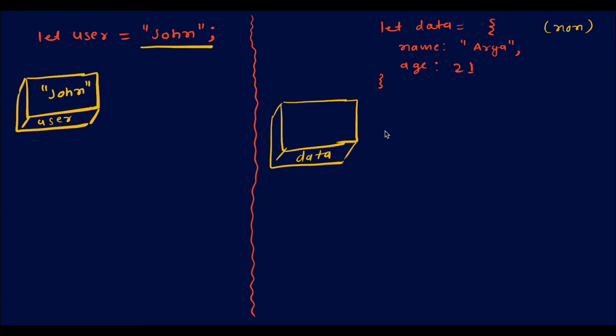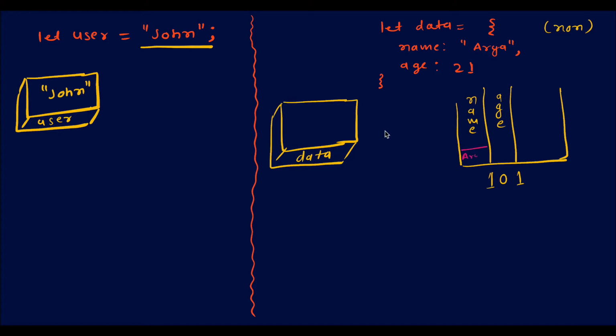Whenever a non-primitive data type is stored inside the variable, the value is not stored inside the box. What actually happens is the object is created outside somewhere in the memory, on an address like 101. On this address, we will create the object, and the object has a key of name and another key of age. These two keys have different values. So the value for the first one is Arya and the value here is 21.